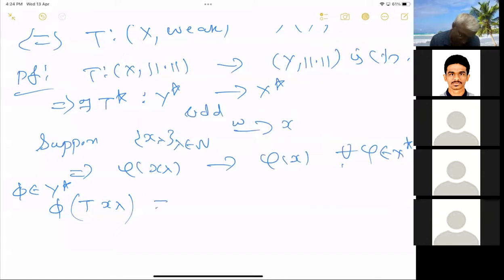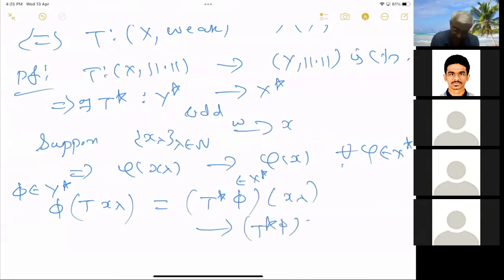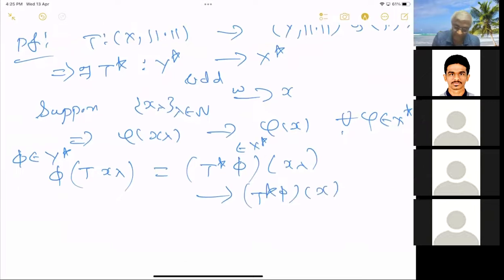So this is equal to T star of phi acting on x lambda, right? Where T star of phi is in X star. Now this goes to T star of phi at x, because of the weak convergence of x lambda converging to x. T star phi is a linear functional on X. That is how the T star map is defined from Y star to X star. Phi is in Y star, so T star phi is in X star.